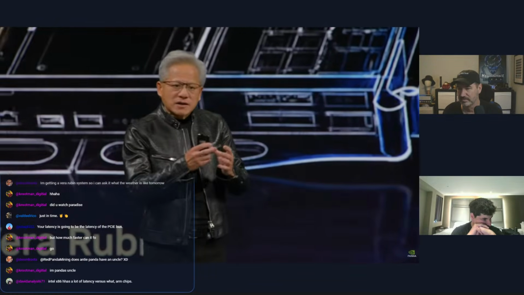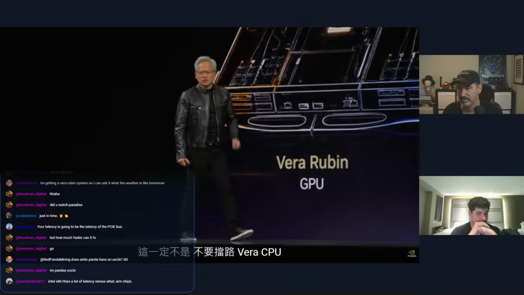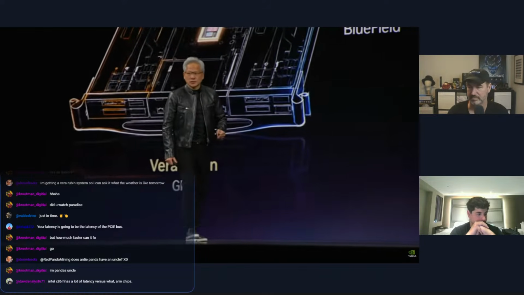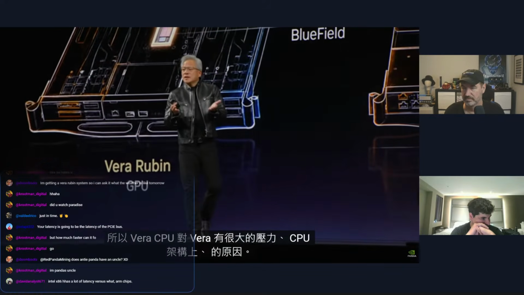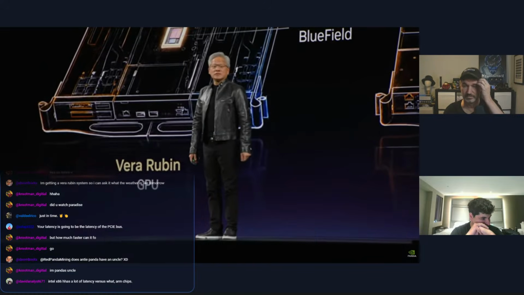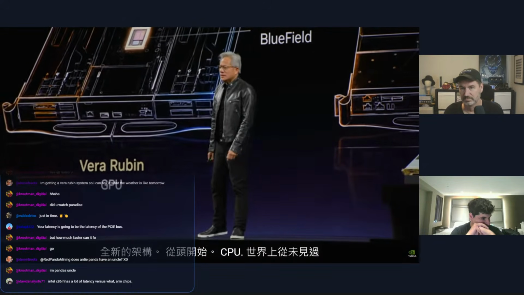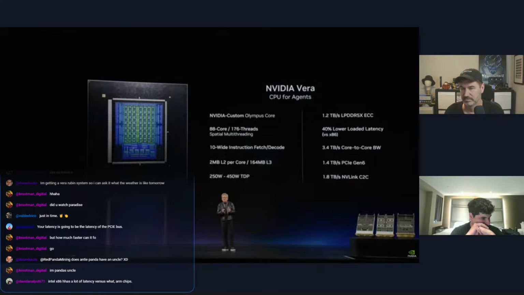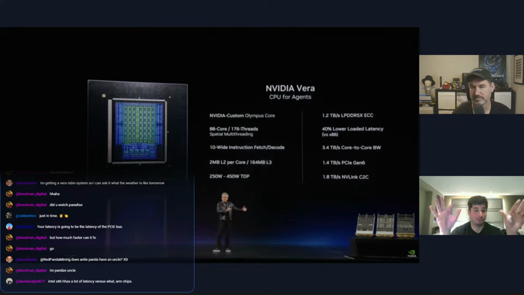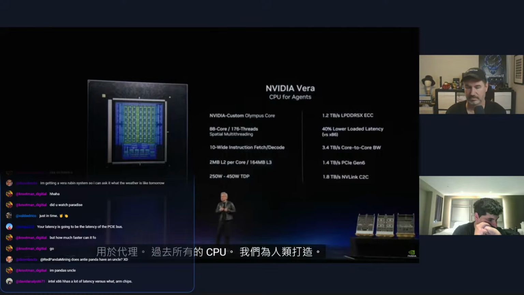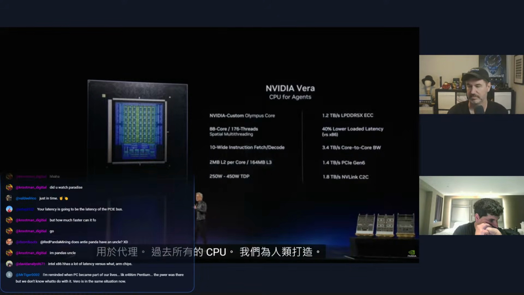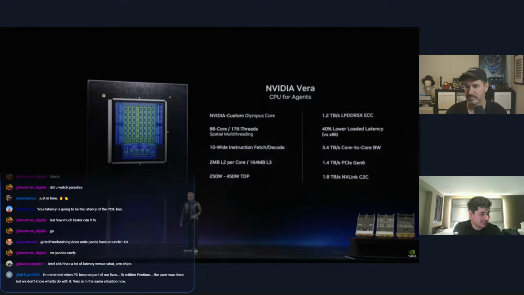And so Vera CPU has great pressure on the CPU architecture, which is the reason why we built a brand new architecture from the ground up. A CPU the world has never seen before. We call it Vera. This is a CPU for agents. All the CPUs of the past, we built for humans. This CPU is built for agents. 88 cores, 176 threads.